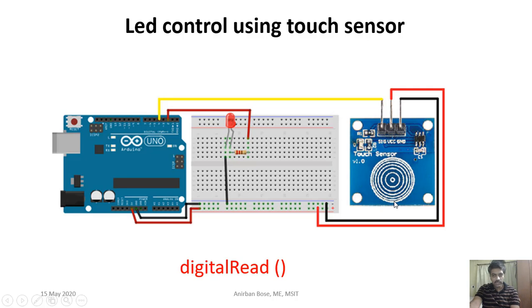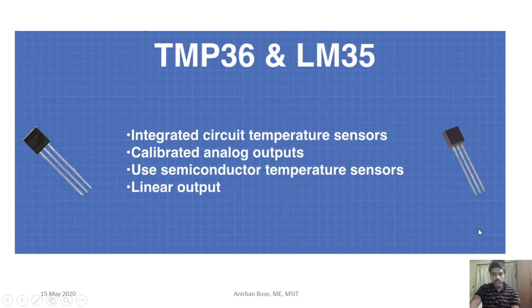Now coming to temperature sensors, these are very common, though there are many other kinds of temperature sensors. These are the TMP36 and LM35, both integrated circuit temperature sensors with calibrated analog outputs. Okay, so both are analog outputs. Linear output, using semiconductor temperature sensors. These are semiconductor temperature sensors.